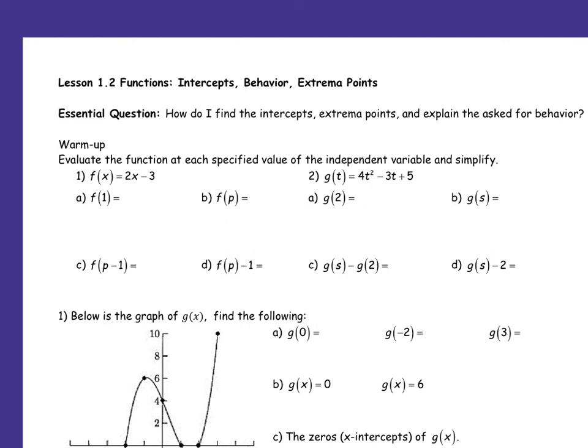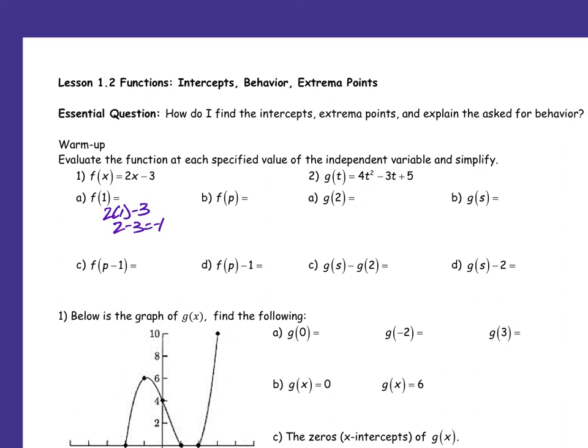Okay, so for 1a, I'm just going to substitute in 1. So I have 2 times 1 minus 3. 2 minus 3 equals negative 1, which most of you guys got that answer. Good job.